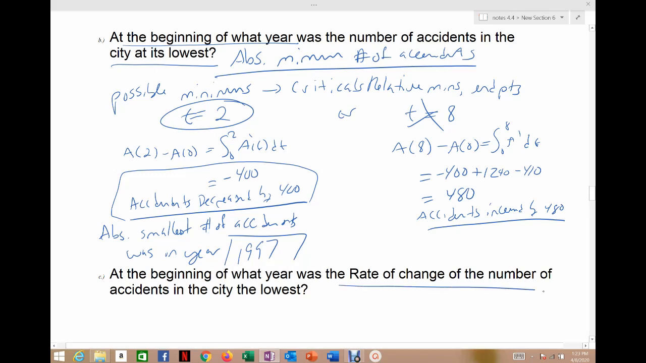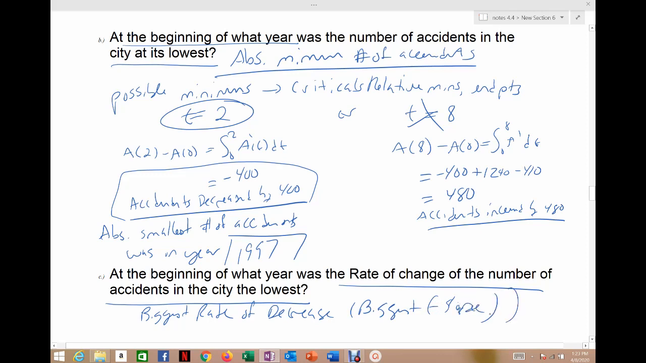At the beginning of the year, was the rate of change at its lowest? So we want to know when the number of accidents per year was decreasing the fastest, had the biggest rate of decrease, right? We want the biggest rate of decrease, or the biggest loss, biggest rate of change, biggest slope, biggest negative slope. When is the number of accidents decreasing the fastest?